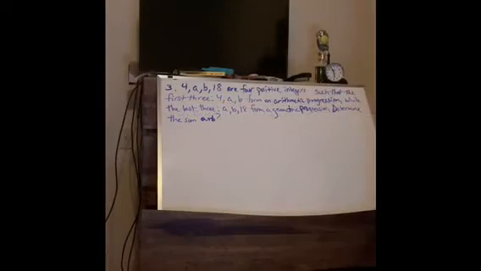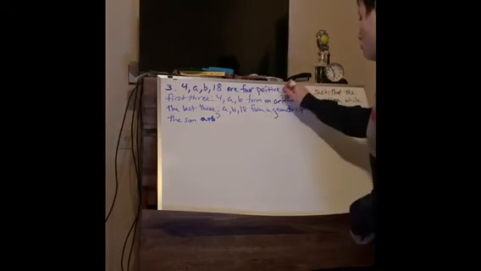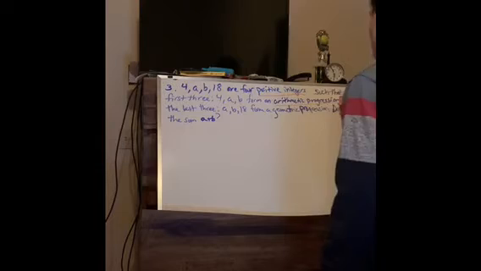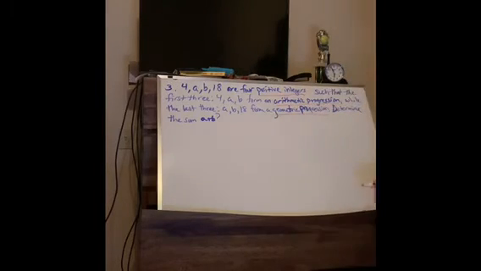And that 4, a, b, and 18 are 4 positive integers, such that the first 3, 4, a, and b, form an arithmetic progression, while the last 3, a, b, 18, form a geometric progression. Determine the sum of a plus b. So the first important thing is positive integers. So if we ever get negative integers in our solutions, they don't work. Second thing to note are these two terms, arithmetic and geometric.